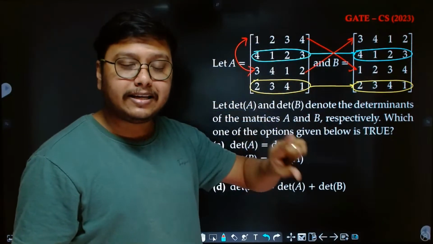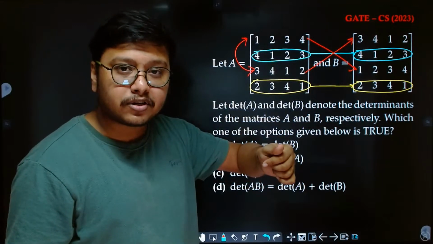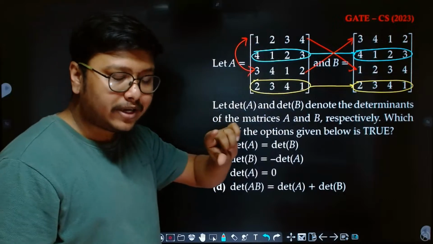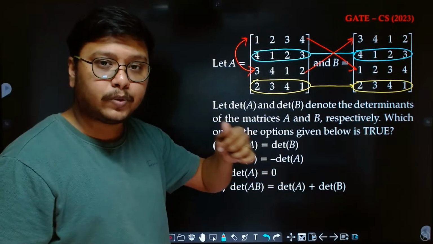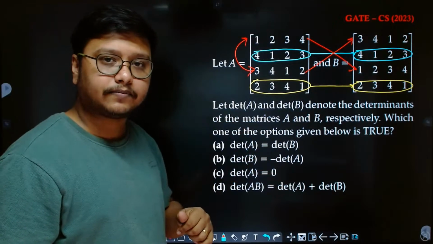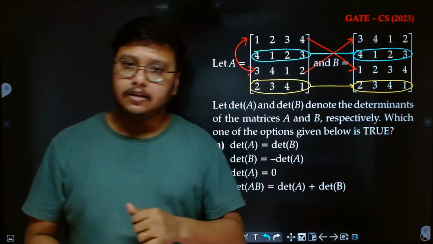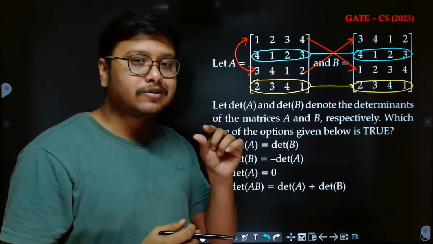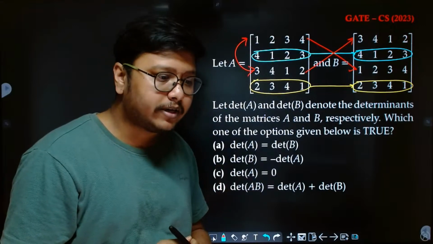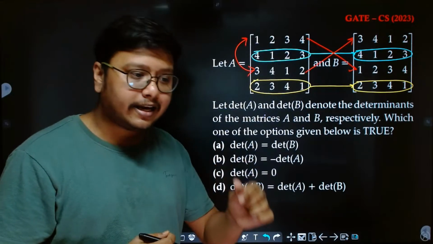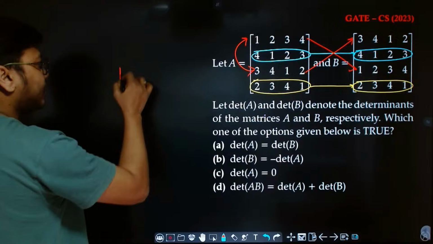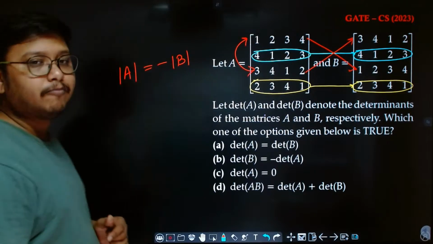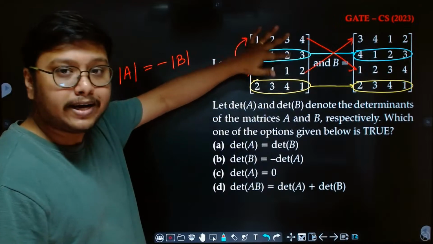Now tell me, in determinant, if you interchange one row, what happens? Class 12 basic idea, determinants. If you interchange 2 rows in a determinant, what happens to the determinant? Negative sign, correct. So determinant of A is equal to minus determinant of B, because there is one row interchange.